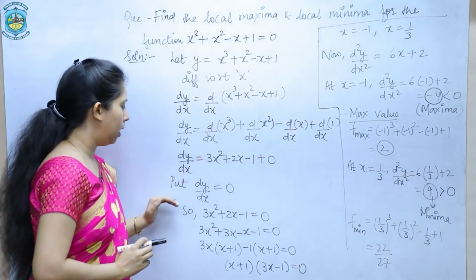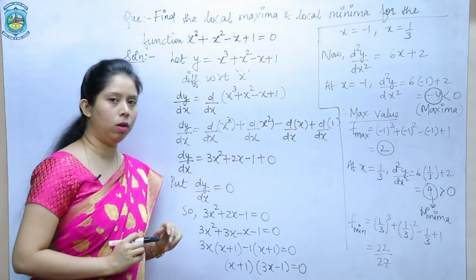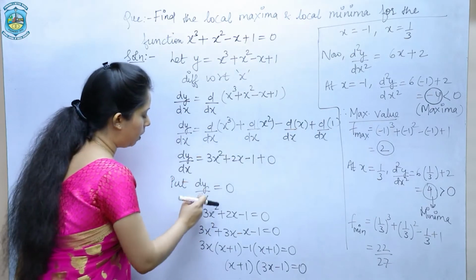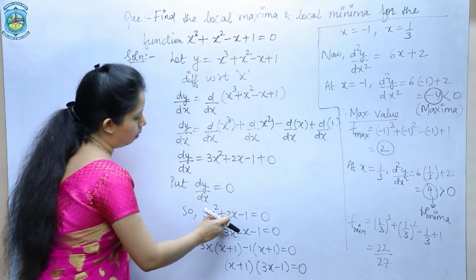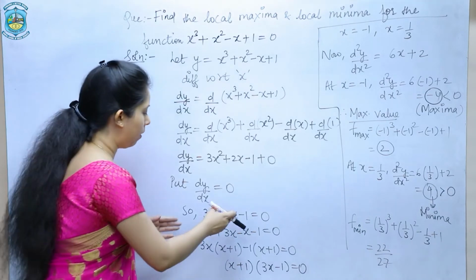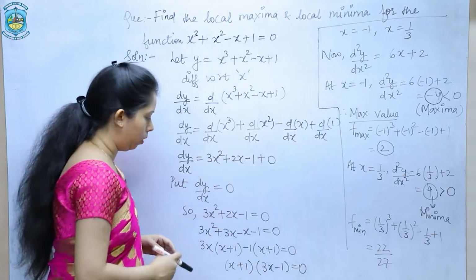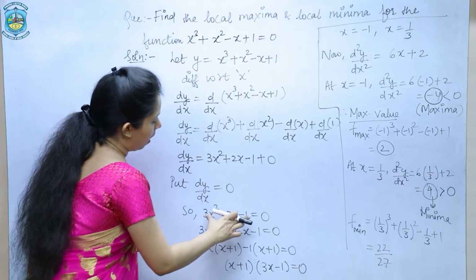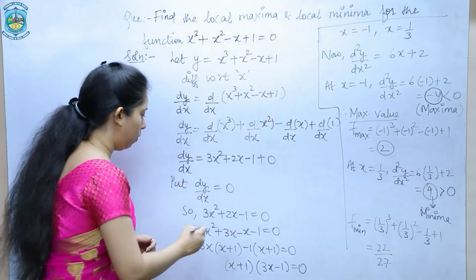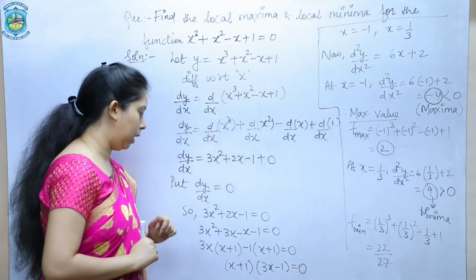Next, the second step is to put dy by dx equal to 0. So the value of dy by dx is 3x square plus 2x minus 1. We have to equate this value to 0. Next, factorize the quadratic equation. You will have to find the values of x from this equation.